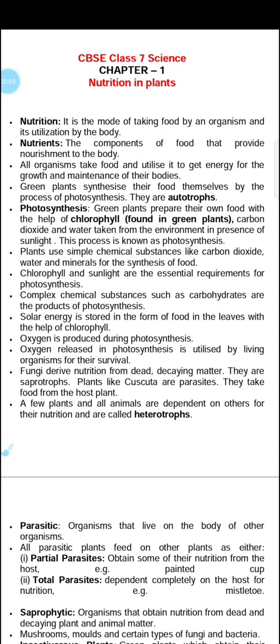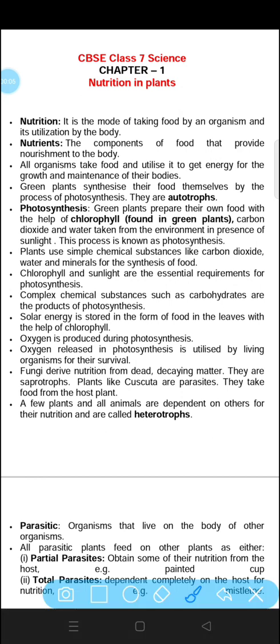Today we are going to study a new chapter of 7th class, that is nutrition in plants. So first of all, let us understand what nutrition is. Nutrition is the mode of taking food by an organism and its utilization by the body. So basically nutrition is a process of taking food by us and we utilize the nutrition for the energy to do work.